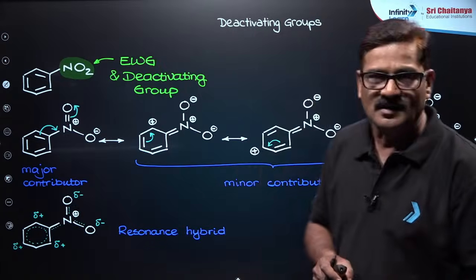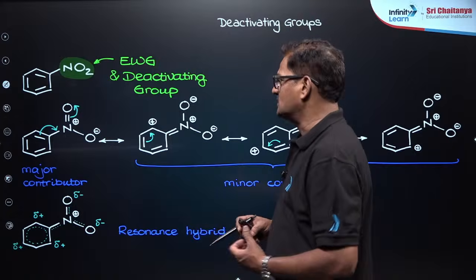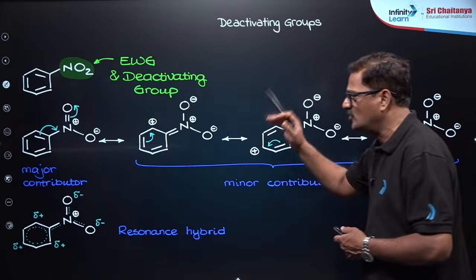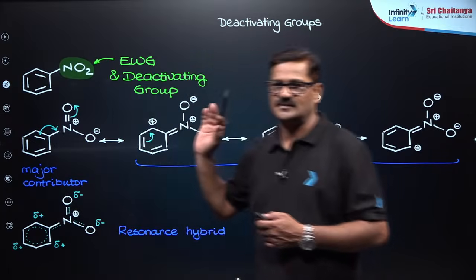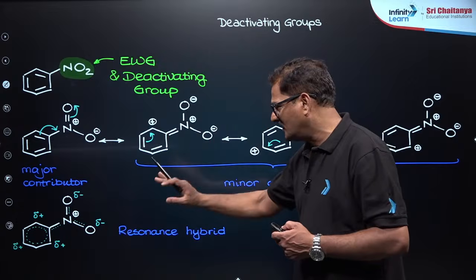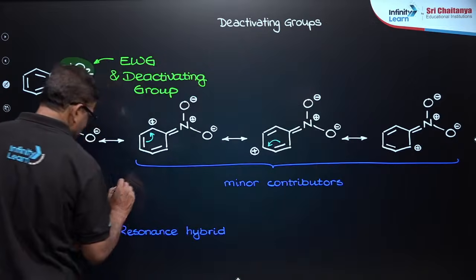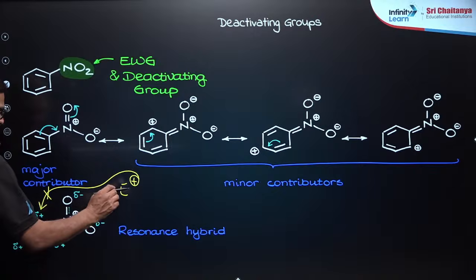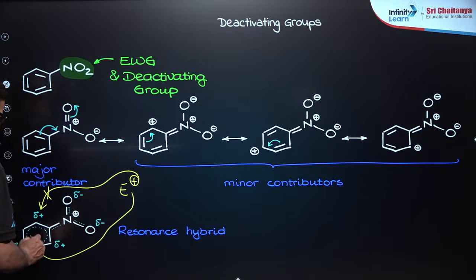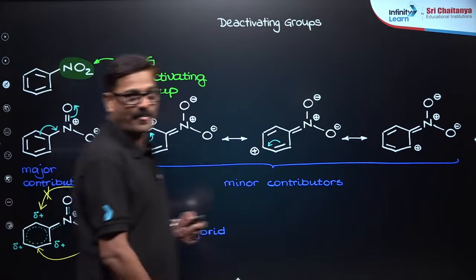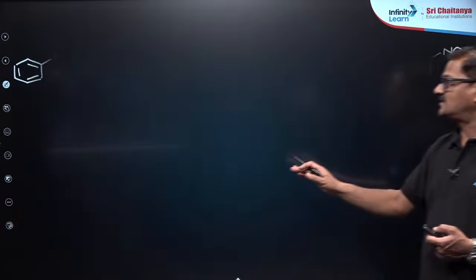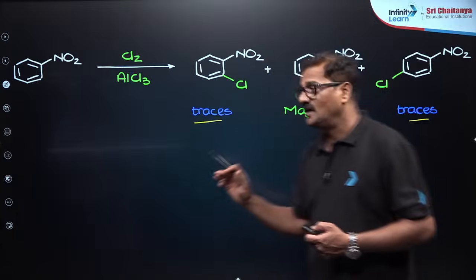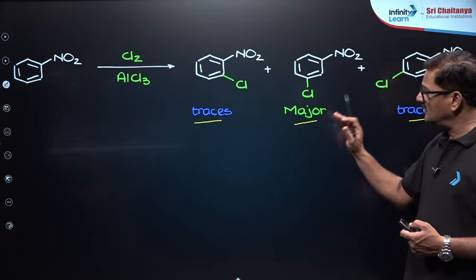Now see, if any group is having a negative effect, the sigma complex positive charge is accumulated at the ortho and para positions, so the electrophile can never come and attack at ortho and para positions. Positive cannot attack positive, so rather it is going to attack at the meta position, less likely. If you see this activation energy diagram, you are going to get traces of ortho and para, and relatively major product at the meta position.